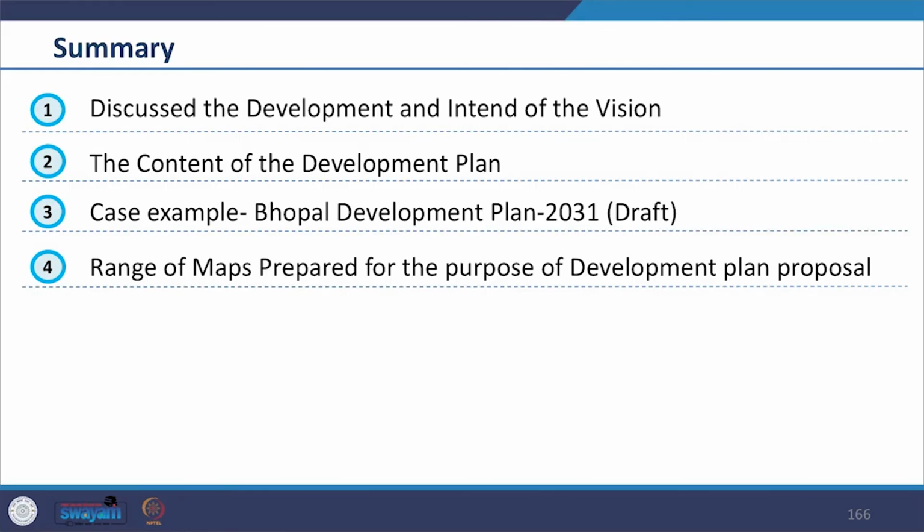So, summarizing, today we have seen the intent of the vision and how the vision is developed for the development plan. We also saw the content of the development proposal. We saw from the problems they identified to the land use and different zones which were classified, and the details of each, from transportation to housing and solid waste, and all these services have been included. We saw this all through the case example of the Bhopal development plan and we also saw the range of maps prepared.